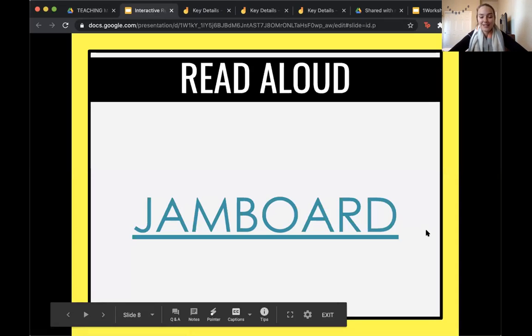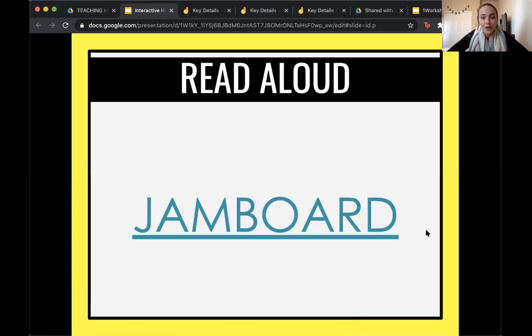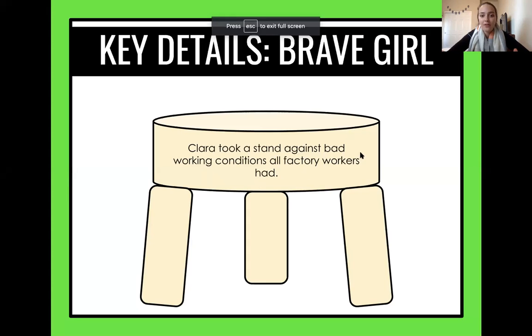All right, now that you guys are back and we've talked about our key details and read the book aloud, we are going to talk about how they relate to the main idea. I have given you guys the main idea of Brave Girl, and that is that Clara took a stand against bad working conditions all factory workers had. Let's read that one more time. The main idea of Brave Girl is that Clara took a stand against bad working conditions all factory workers had.